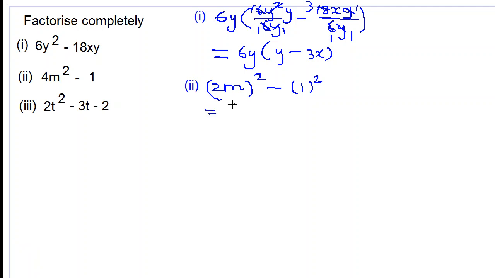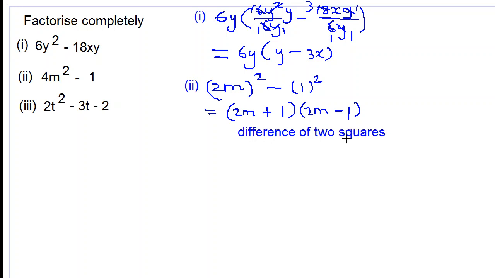We then follow this pattern where the 2m would come here, and the 1 would come here and here. One of the brackets needs a plus sign and the other bracket needs a subtraction sign, and this is our answer whenever we have a difference of two squares. So this is called a difference of two squares. Let's go on to number 3.